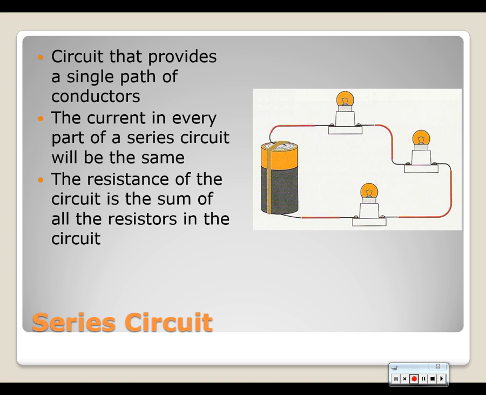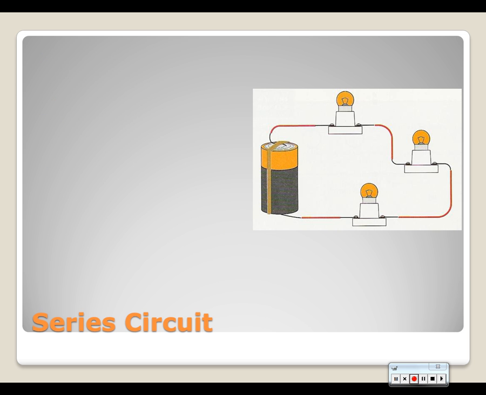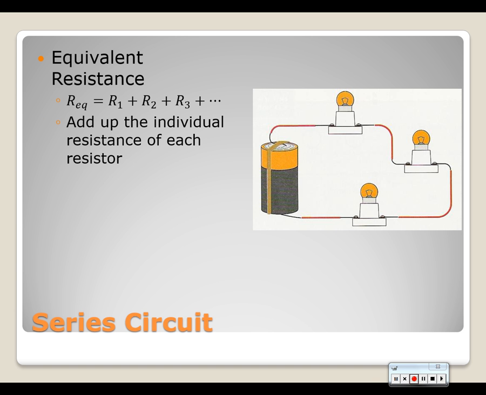But when we talk about adding more and more light bulbs, we talk about the equivalent resistance, or the total of all the resistance. In series, all we do is just add up all the resistors. So Req, the equivalent resistance, basically takes the resistance of one light bulb plus the resistance of the second light bulb plus the resistance of the third light bulb and just adds it all together. Okay?